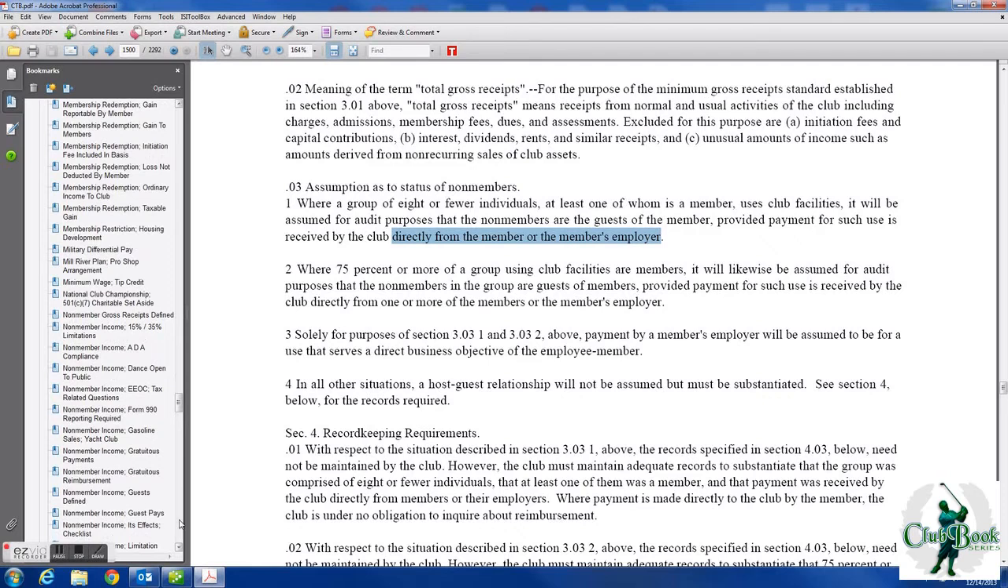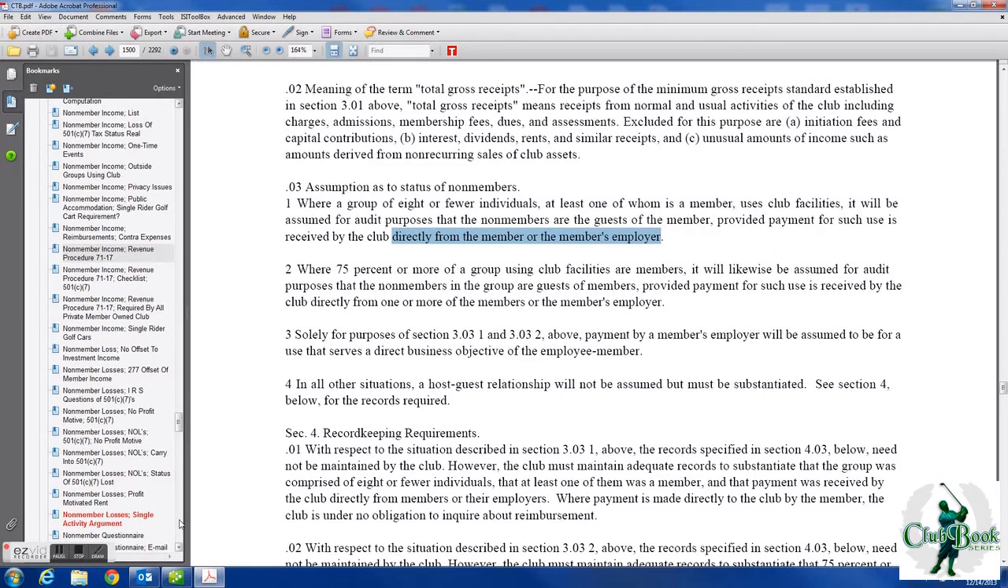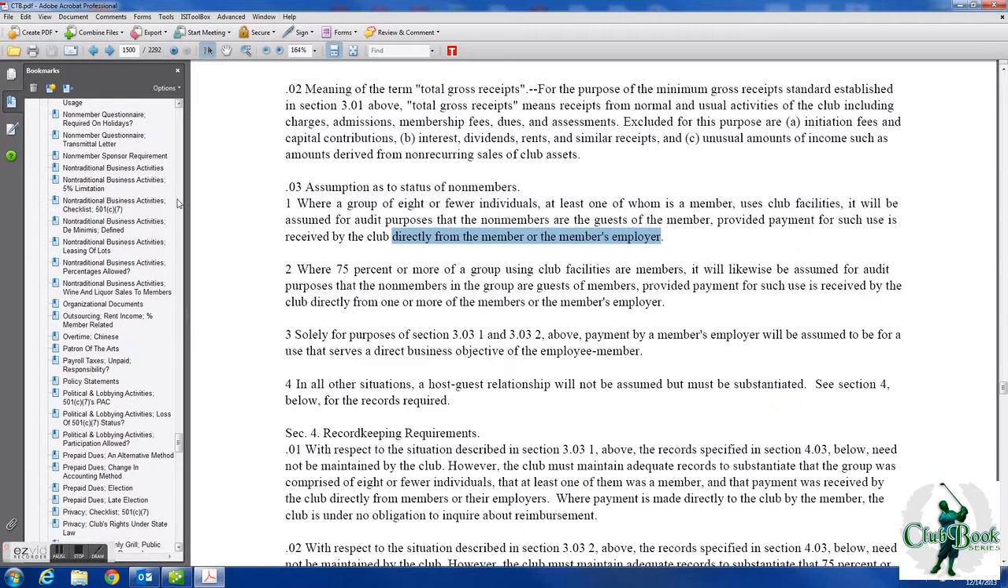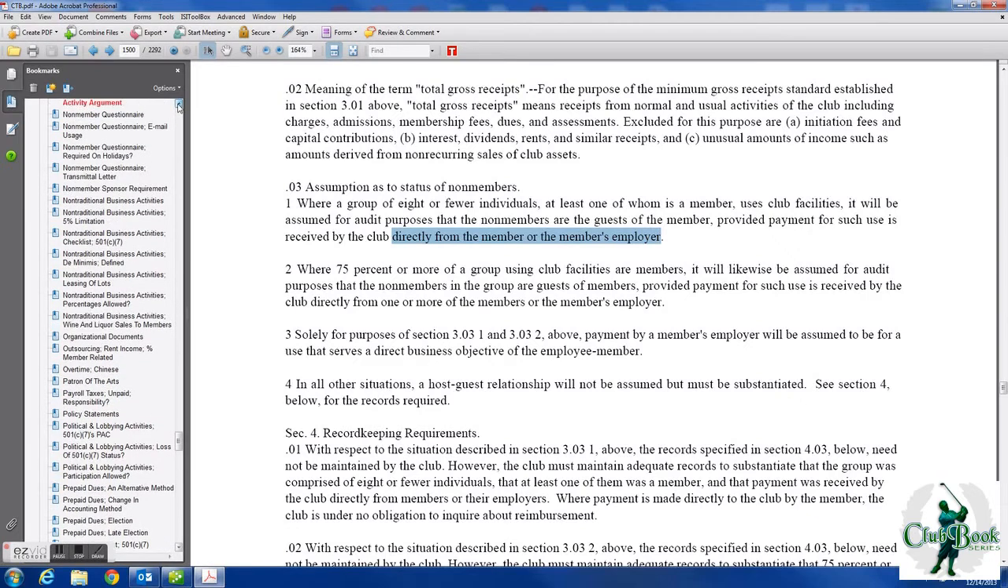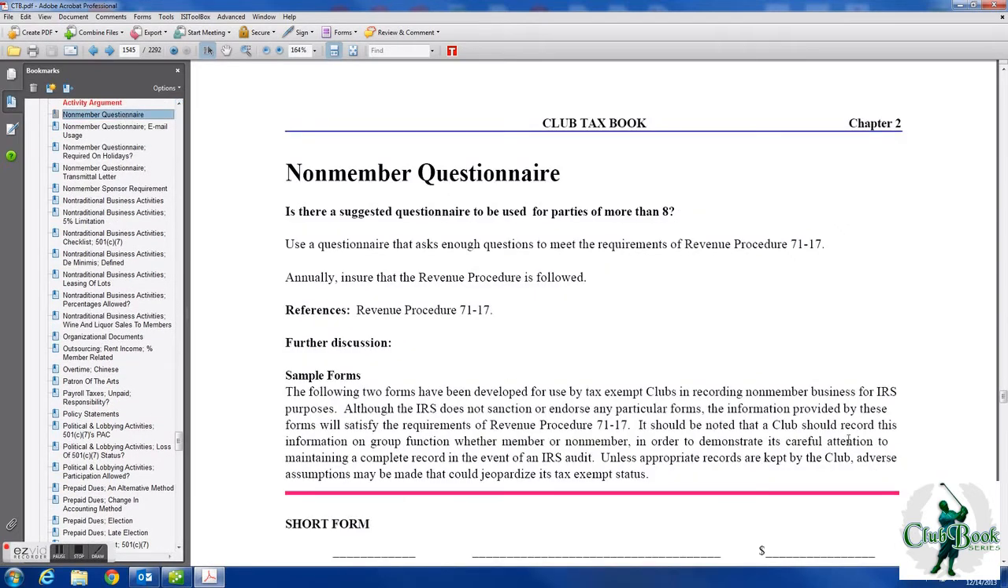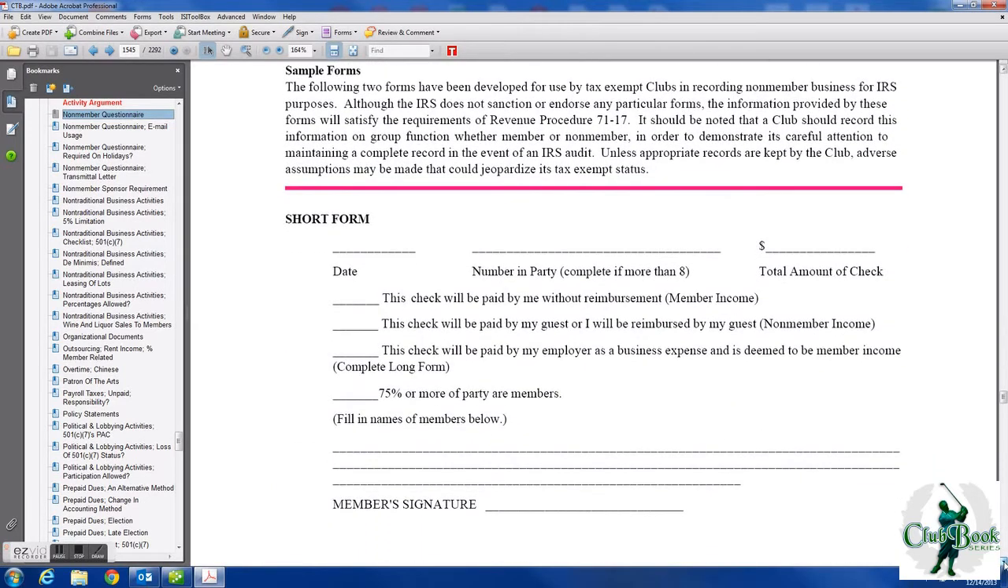And we're going to look in the table of contents, and we're going to look for non-member questionnaire. Here we go. So if you don't receive the payment directly from a member, or if the member is not in attendance, you would use this short form. And you will see the short form needs to be signed by the member. But if the member states that the check will be paid without reimbursement, it's member related. If a non-member makes payment to the club directly, it is clearly non-member.